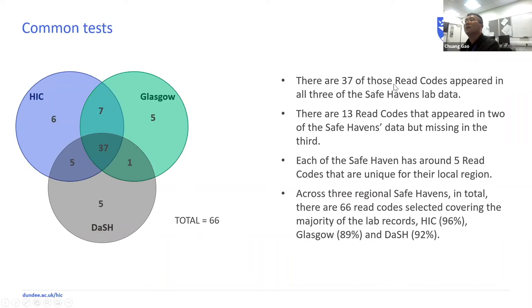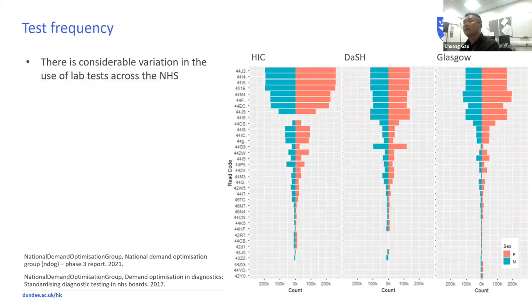There are 37 of those laboratory tests that appear in all three of the regional safe havens. There are 13 laboratory tests that appear in two of the safe havens but are missing in one, which are the 751. And each of the safe havens has around five or six quite bespoke laboratory tests that are quite unique for their region. So, test frequency.